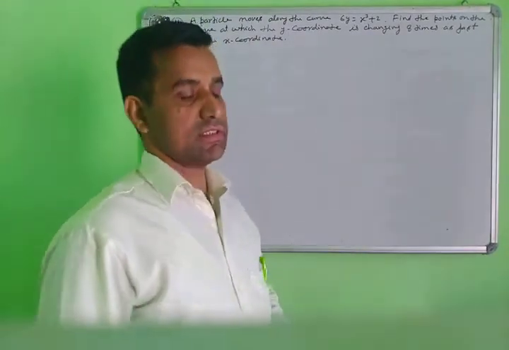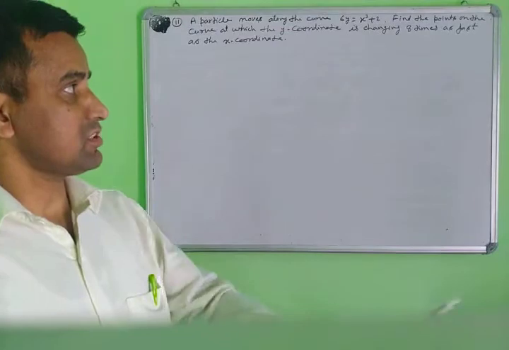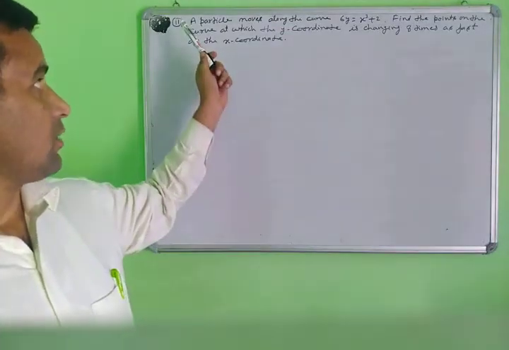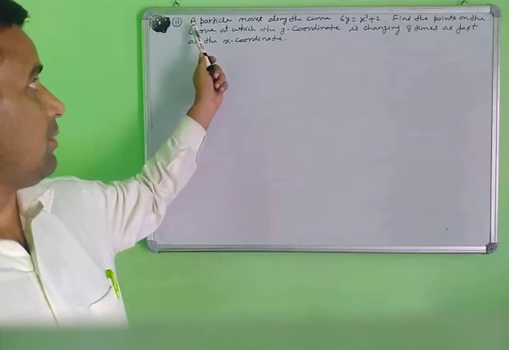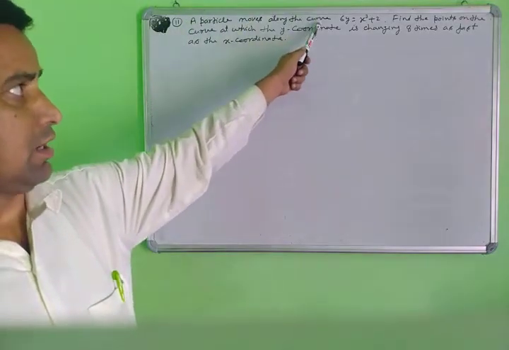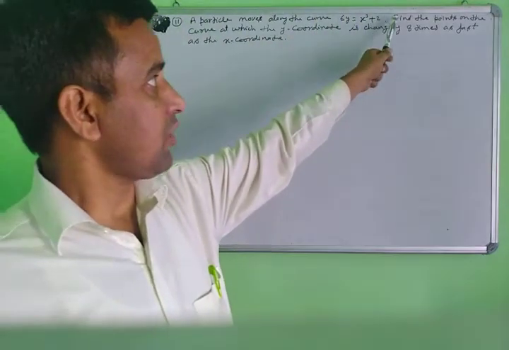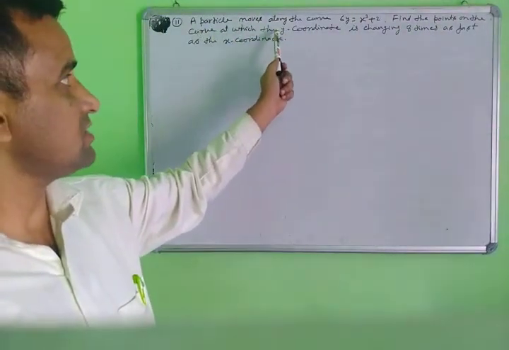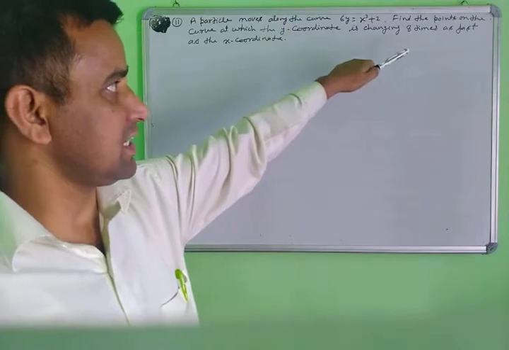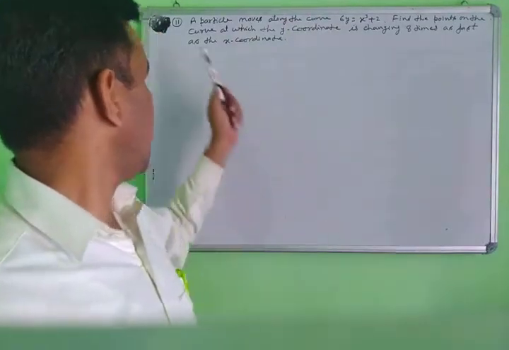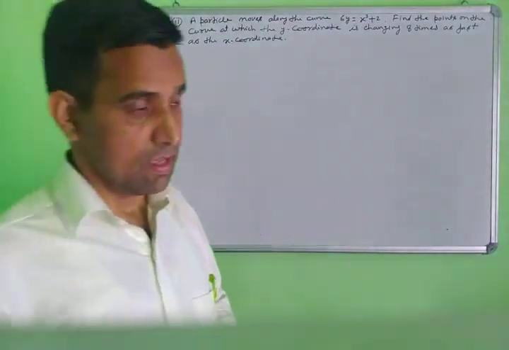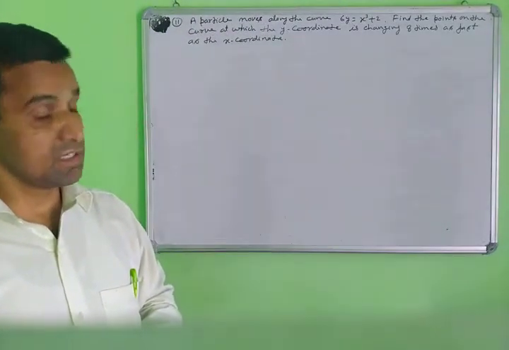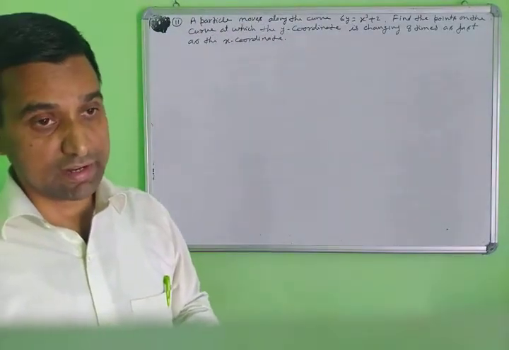Yes, students, next question. I am taking a different type of question here, because this is question number 11. A particle moves along the curve given. Find the points on the curve at which the y coordinate is changing 8 times as fast as the x coordinate. First, read the question carefully and understand.